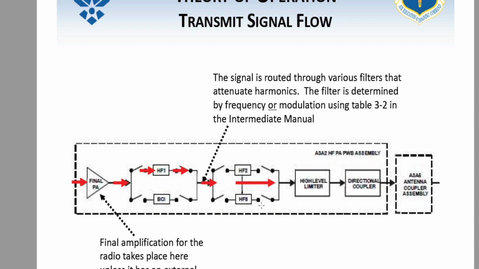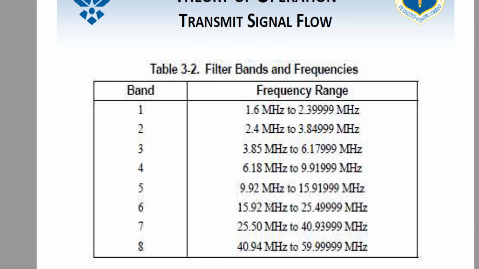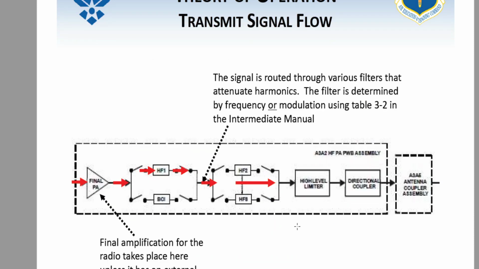The signal is routed through the various filters that attenuate harmonics. The filters are determined by frequency or modulation using table 3-2. That's where we just went in the intermediate maintenance manual. So in your manuals, you might have to look this up, but for example, if I were to ask you, if I was to use a frequency of 22 megahertz, what filter band would I be using? I said 22. Yeah, 6. Band 6, absolutely. Very good.